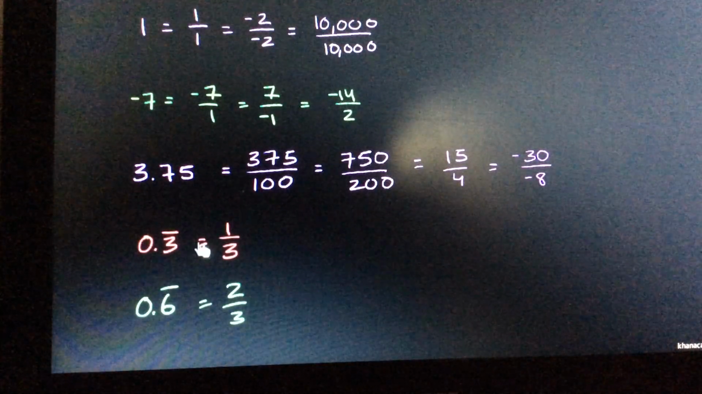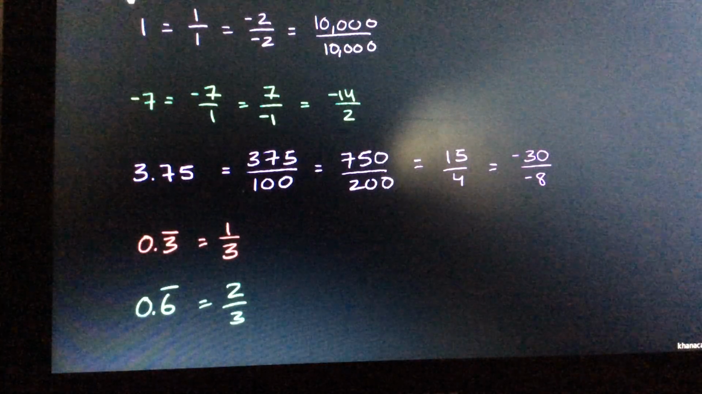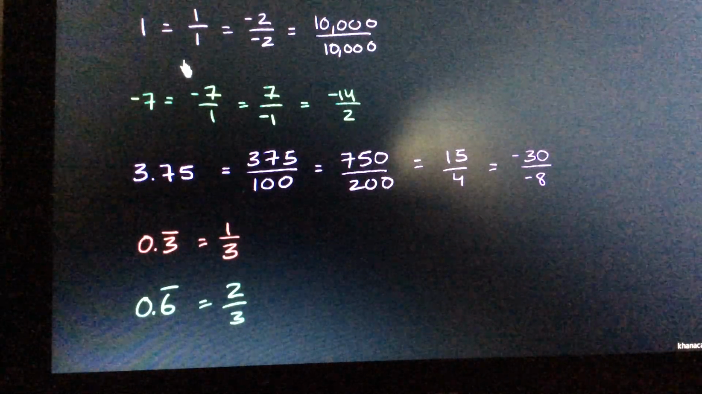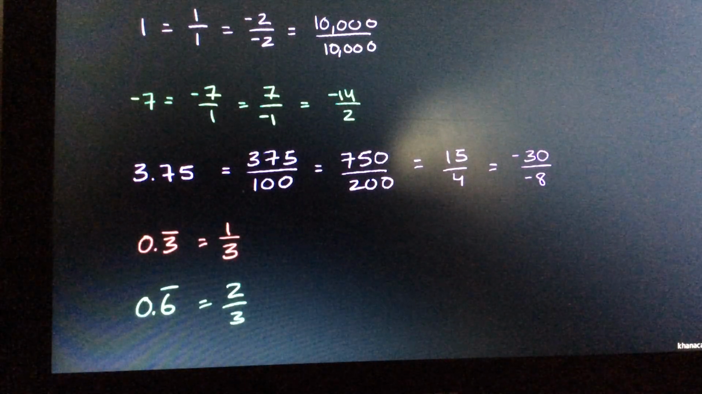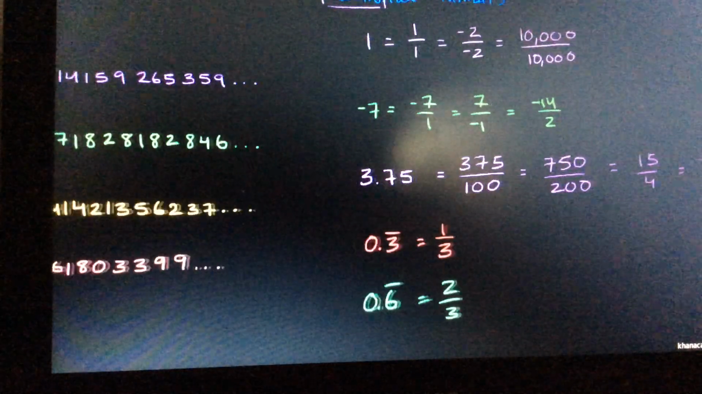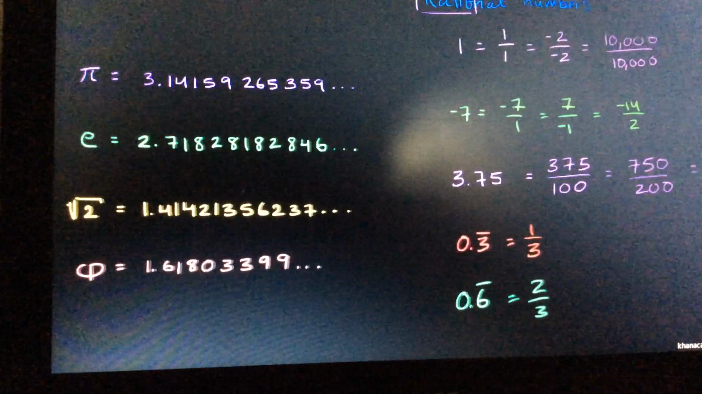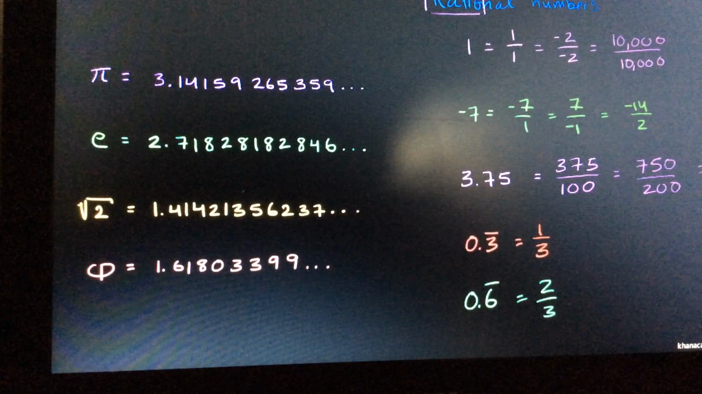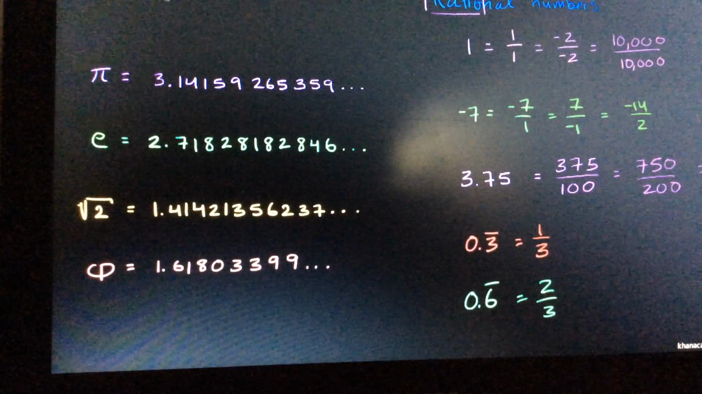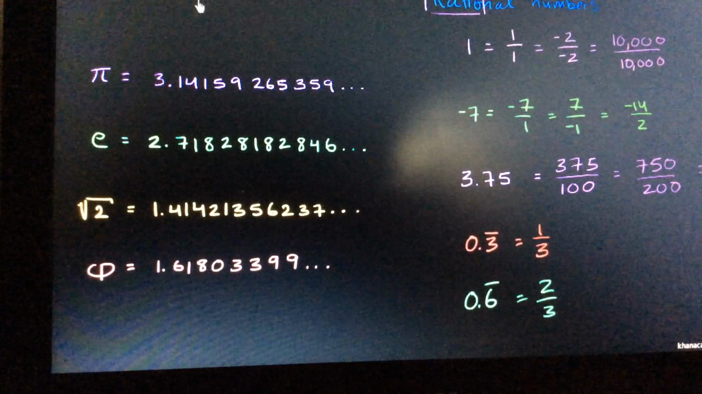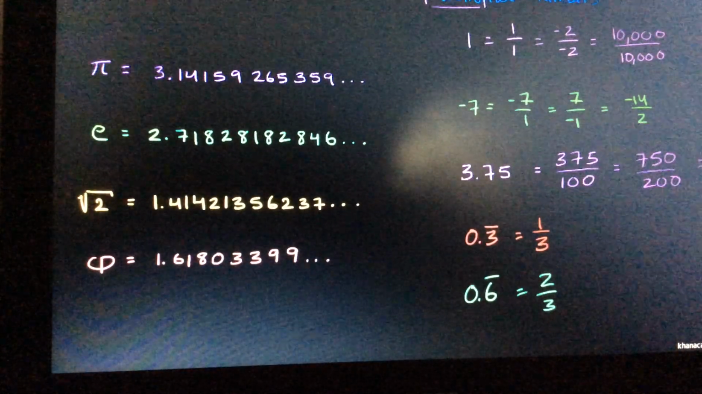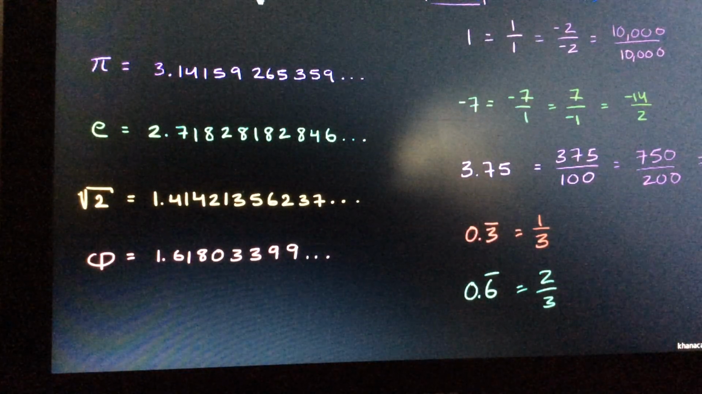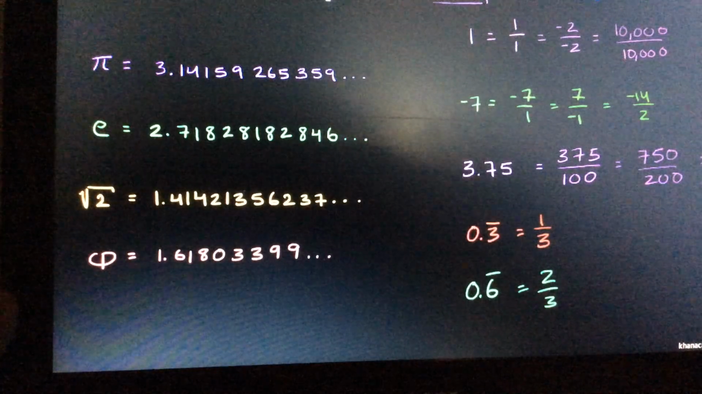And you're probably guessing that there are, otherwise people wouldn't have taken the trouble of trying to label these as rational. And it turns out, as you can imagine, that actually some of the most famous numbers in all of mathematics are not rational. And we call these numbers irrational. Irrational numbers.